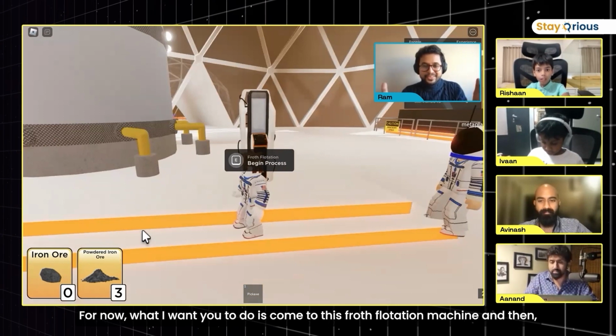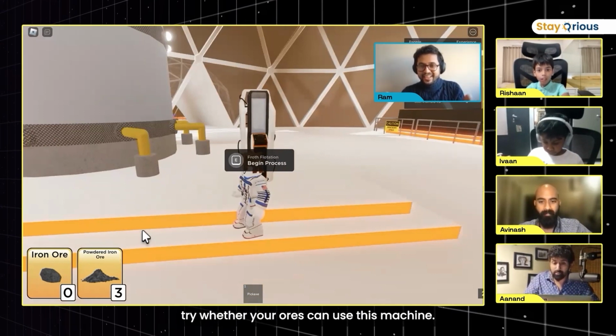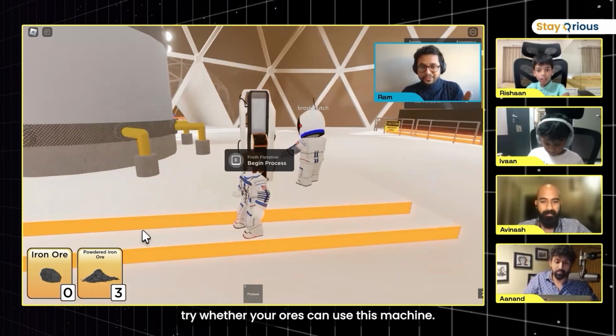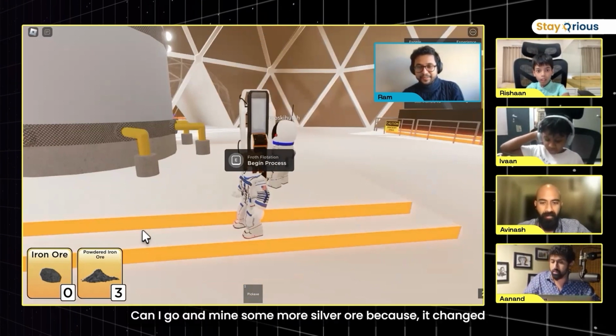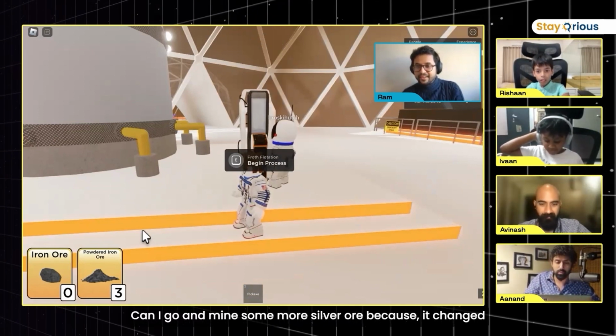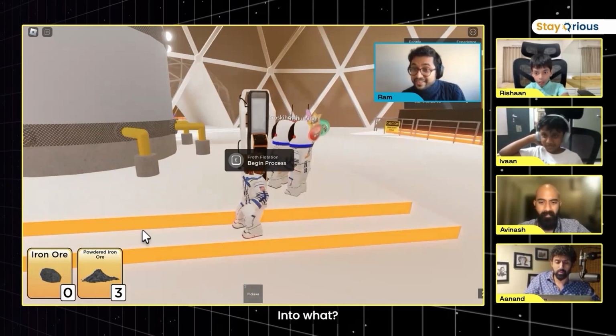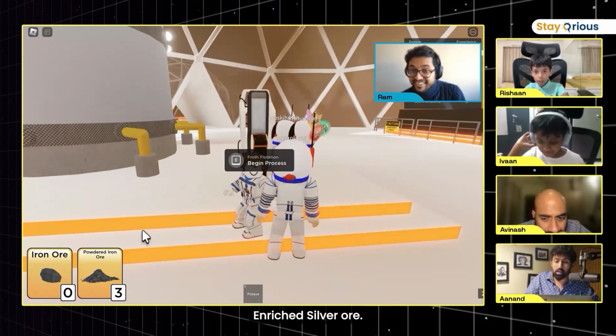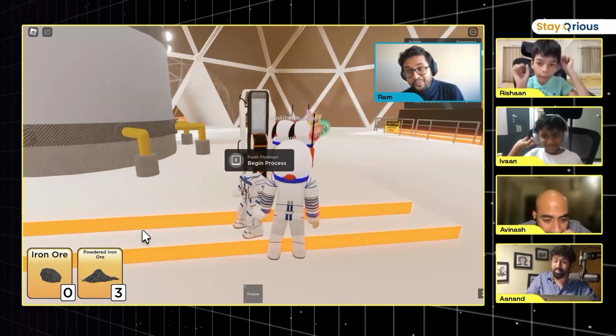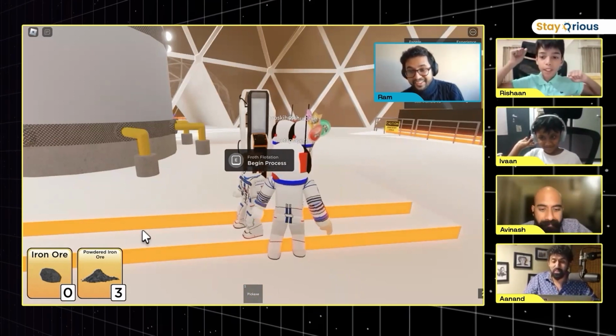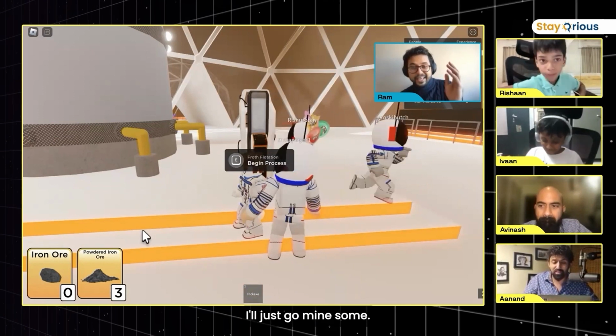For now, what I want you to do is come to this cross flotation machine and try whether your ores can use this machine. Can I go and mine some more silver ore, because I changed all my powder silver ore into enriched silver ore? Oh, you already did that. I'm enriching it. I'm becoming much richer. Okay, I'll just go mine some.